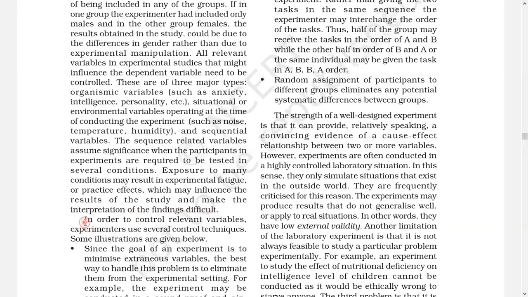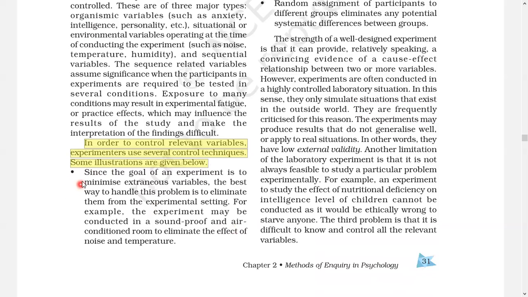Okay. In order to control relevant variables, experimenters use several control techniques. What are the techniques? Since the goal of an experiment is to minimize extraneous variables, the best way to handle this problem is to eliminate them from the experimental settings. For example, the experiment may be conducted in a soundproof and air-conditioned room to eliminate the effect of noise and temperature.